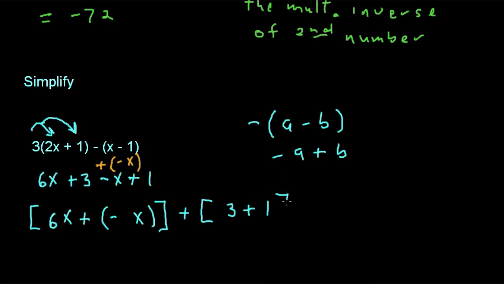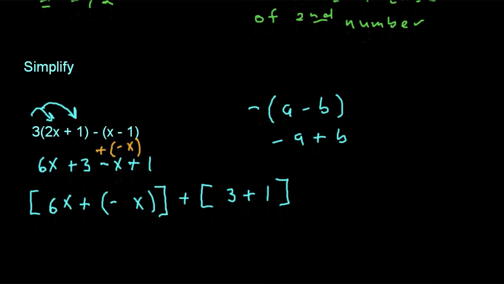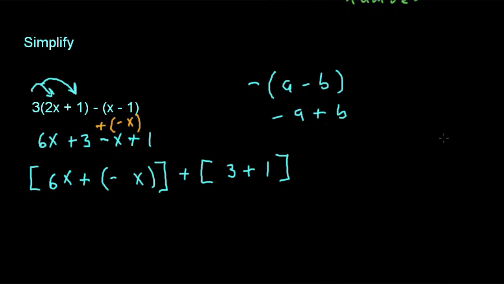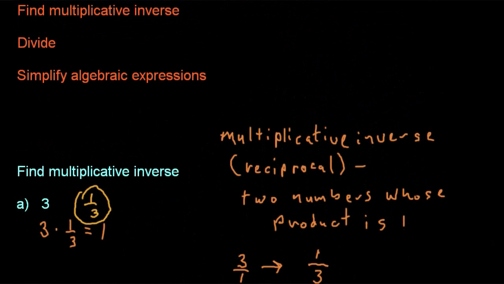Then the next step is to add the groups, and so we have 6x plus negative 1x, and we just add the coefficients of the variable. 6 plus negative 1 is 5x, and then we just add our two terms that don't have a variable. 3 plus 1 is 4. 5x plus 4 is the answer.